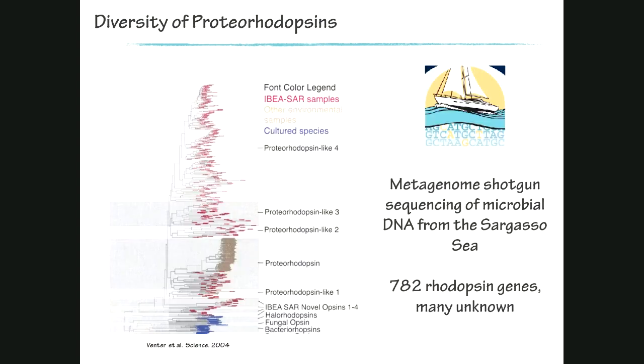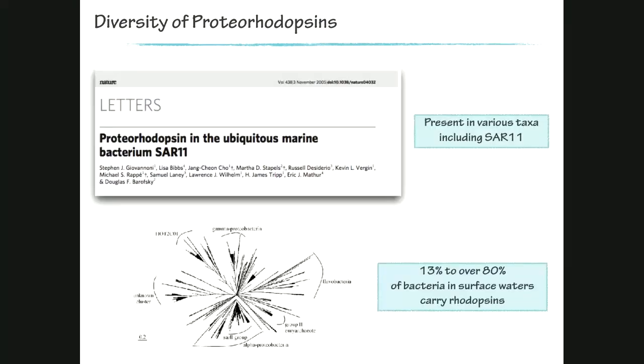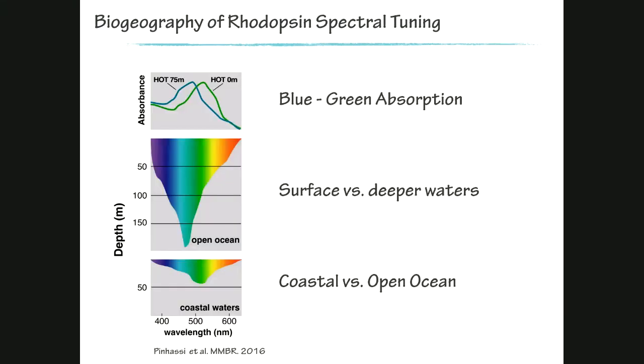So this actually has to do with the distribution of these two types. And we know now that there are more proteorhodopsins absorbing blue light in open ocean waters and in deeper waters than those that absorb the green light, which are more abundant in coastal waters than in the open ocean.